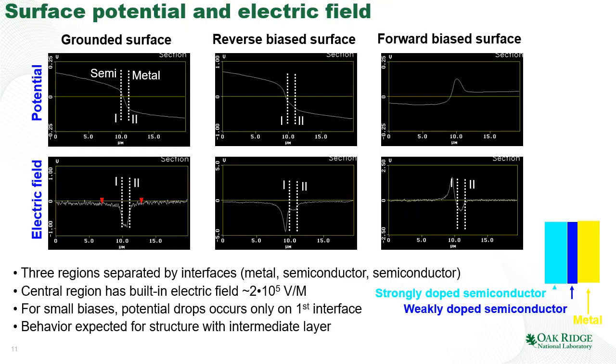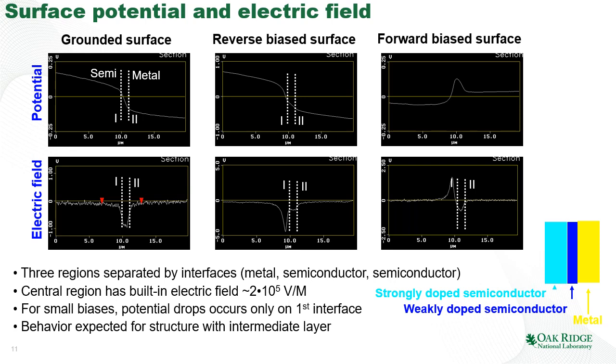So if I want to get some more insight into this system, I'm going to look at the potential of the grounded, reverse, and forward bias surface. And I'm going to look at the electric field. So the electric field is obtained by differentiating the potential. And I can see that in this particular case, I have a region with almost uniform electric field inside the material. So this is my weakly doped semiconductor, which is biased.